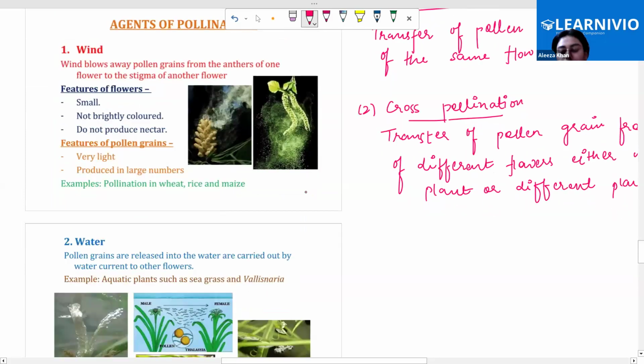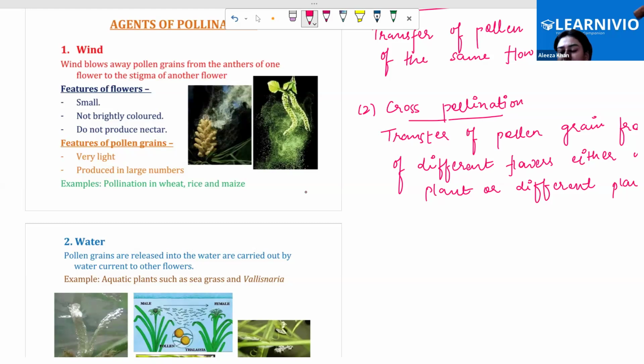Yes. So if I ask what type of pollen grains are required that can be transferred through the wind, should they be light in weight or heavy in weight? Light. Yes, that's why the wind would be able to carry those pollen grains. Do the flowers need to be brightly colored? Yes, ma'am. Why? Wind is taking it. What's the requirement of attractive colors?